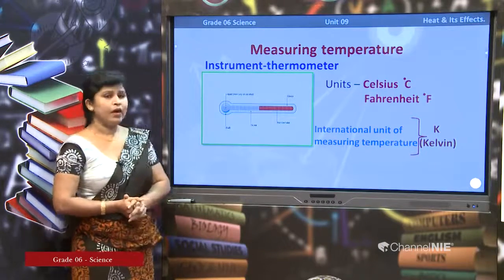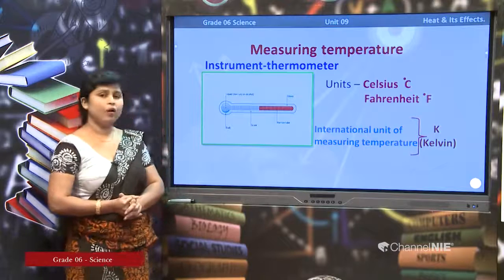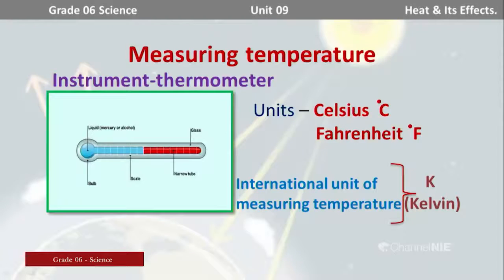Right. Now I have given you a diagram of a thermometer. You can observe that the thermometer has a glass tube. Thermometers are made of glass. It has a calibrated glass tube. At the end of the glass tube there is a bulb. Sometimes the bulb is filled with mercury and sometimes the bulb is filled with alcohol, right?